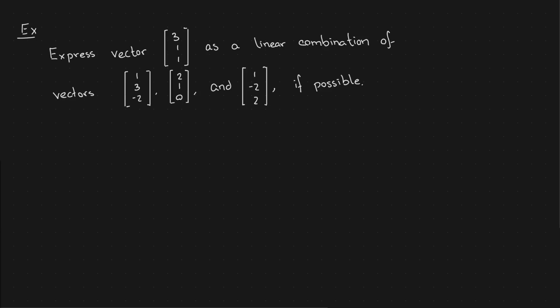So let's do one more example. We again want to express a vector as a linear combination of other vectors. This time we want to express it as a linear combination of three other vectors, if possible. Okay, so what does that mean?